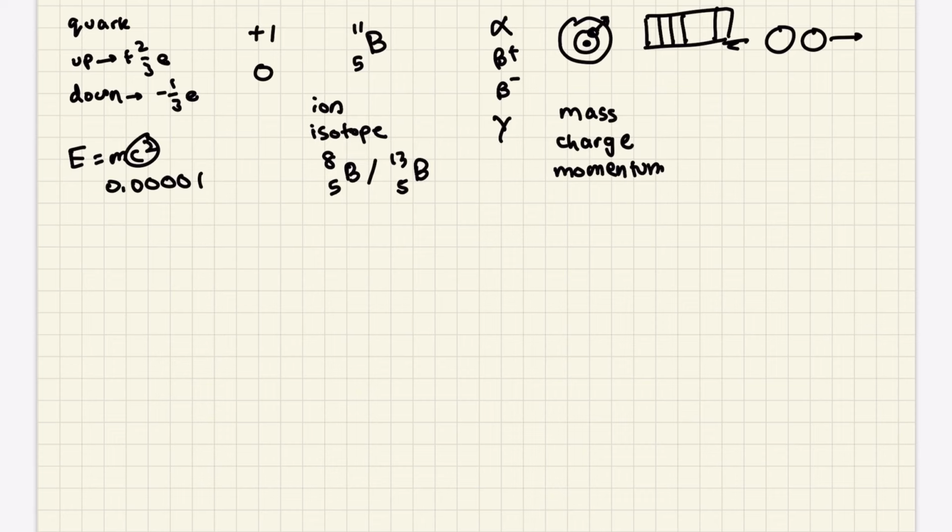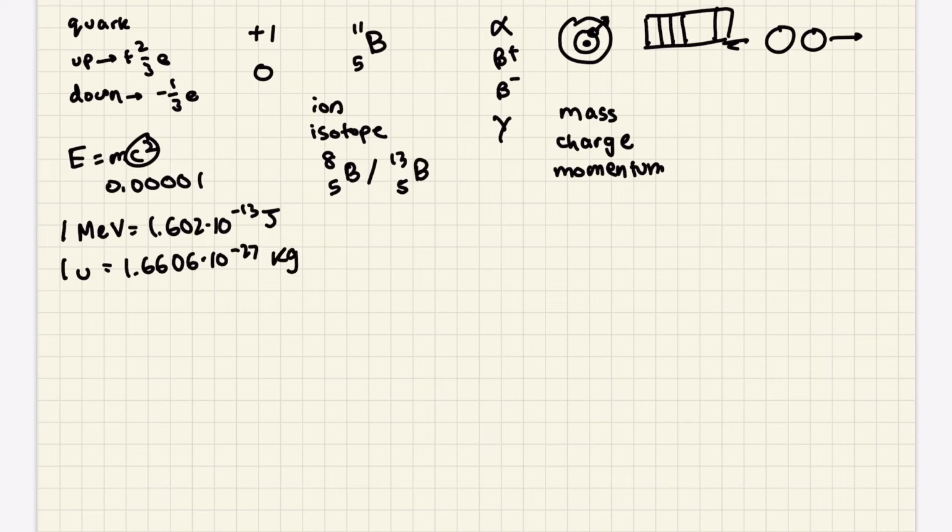Okay, brief interlude over. Back to E equals mc squared. This is called the rest energy, or the energy due to a mass. Two new units we're going to talk about are the mega electron volt, where 1 mega electron volt is equal to 1.602 times 10 to the power of negative 13 joules. It says mega in it, but it's still a very small amount of energy. Then there's 1 u, or amu, the atomic mass unit, which is 1.6606 times 10 to the power of negative 27 kilograms.